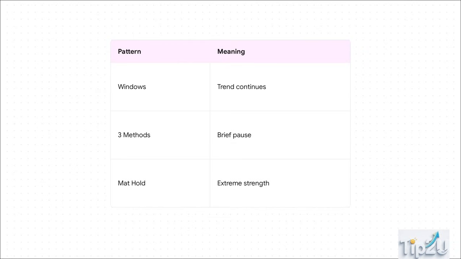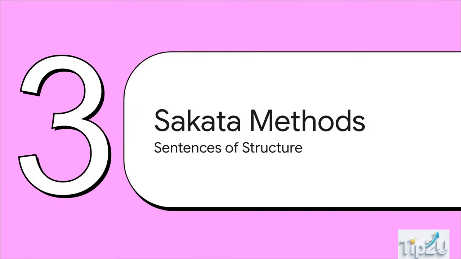And mat holds, those are your high-probability entries. They indicate extreme, aggressive trend strength. Section 3. The 5 Methods of Sakata, the sentences of market structure.